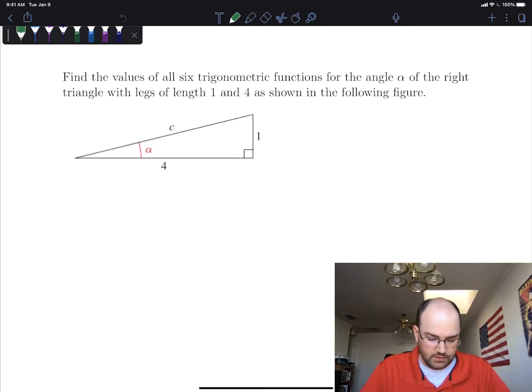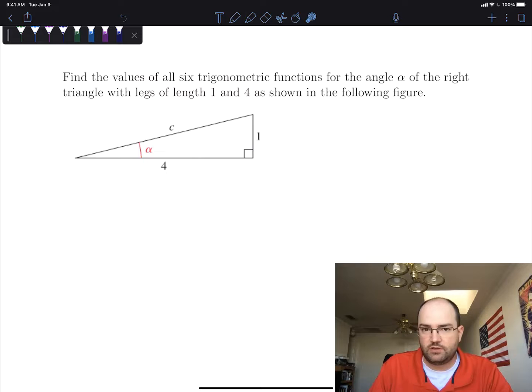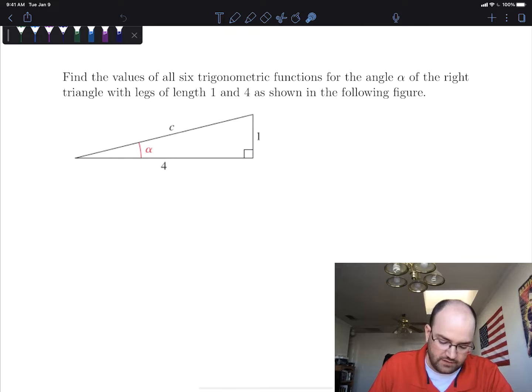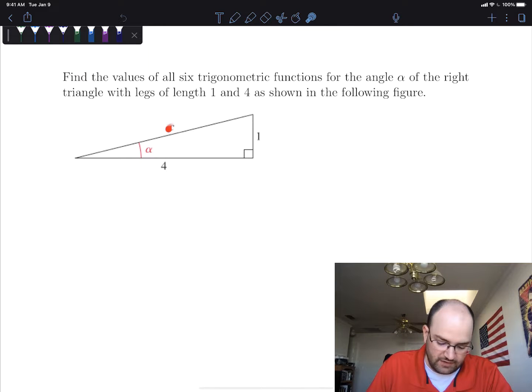Hello. In this video, we want to find all 6 trigonometric functions for the angle alpha of the right triangle with legs of length 1 and 4, as shown in the following figure. So here's the thing. We want all sine, cosine, tangent, cosecant, secant, cotangent values. In order to do that, we need all of the opposite, adjacent, and hypotenuse sides. And to do that, we need to find side C here.